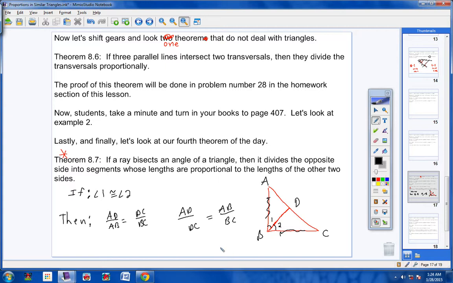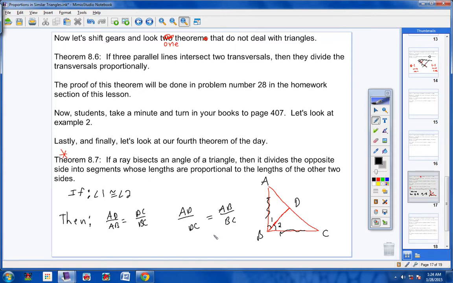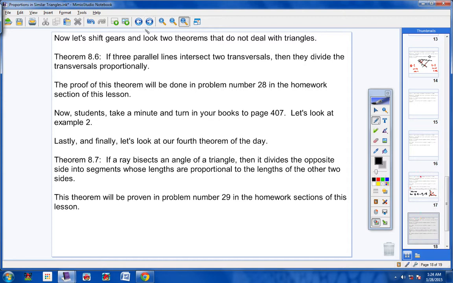Okay, so there we go. Let that sink in. I'm going to move on to another page like this. So if I'm going too fast, pause the video, but this should make total sense. If angle 1 is congruent to angle 2, then we have these proportions right here. Okay, alright, let's continue on. This theorem will be proven in number 29 in the homework section of this lesson.